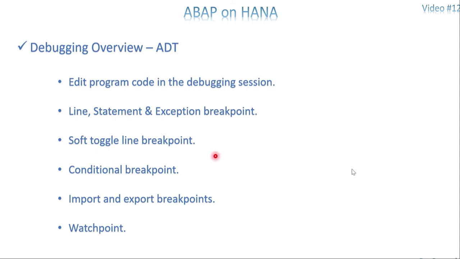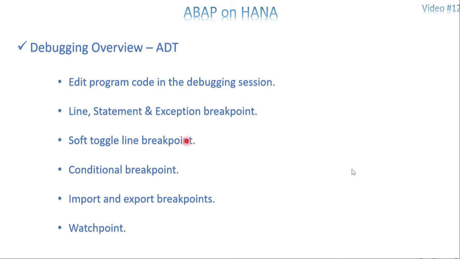And the soft toggle line breakpoint. This one I want to explain along with this. So soft toggle is nothing but, while debugging, if you want to keep any breakpoint, it is going to be enabled only in the debugging mode. A simple example: I want to keep a soft toggle breakpoint, and I'm expecting it to initiate the debugging session. Actually, it does not.